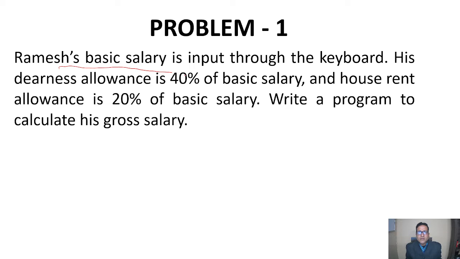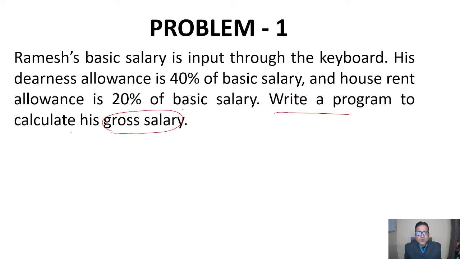enter the basic salary of Ramesh through the keyboard as an input. His dearness allowance is 40% of basic salary and house rent allowance is 20% of the basic salary. And he is asking to write a program to calculate his gross salary.